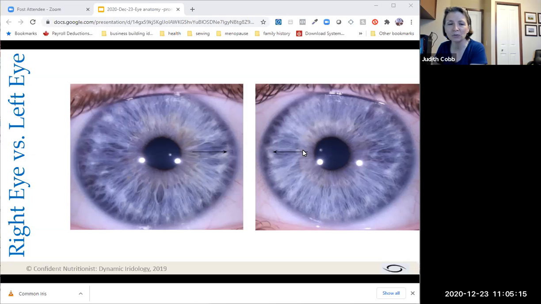Now that is really, really important because, as you know, each eye shows us information that is relevant for that side of the body. So the right eye is the right side of the body. The left eye is the left side of the body. And while we like to think we're symmetrical internally, we're not. You've got more liver on the right side, more heart, more spleen, more pancreas on the left side. So we need to know if we're looking at a right eye or a left eye. Very, very important.